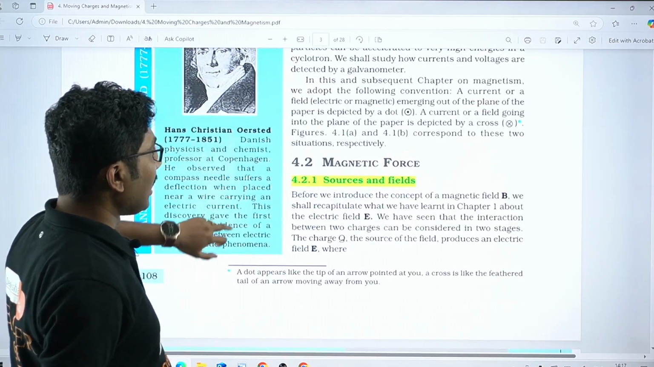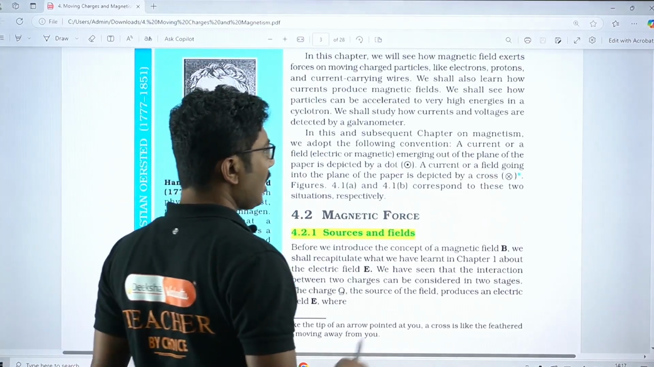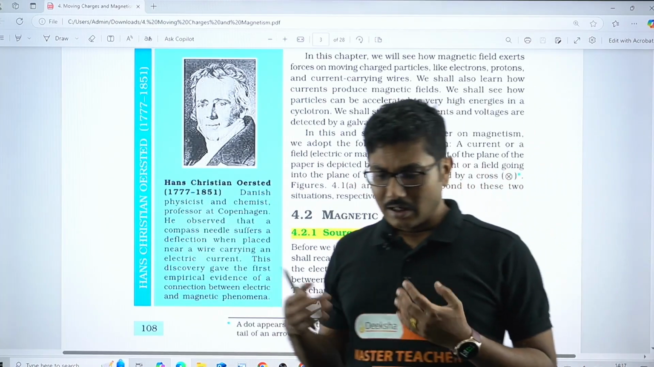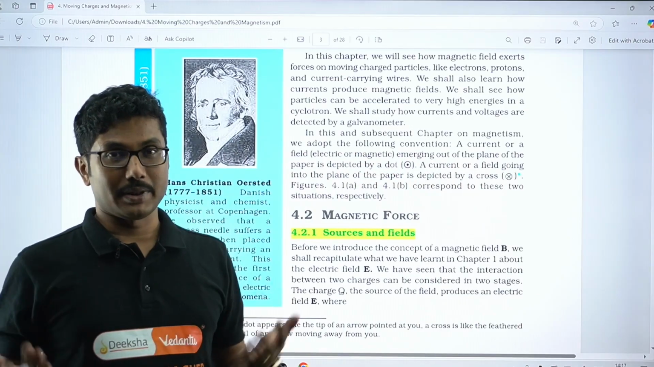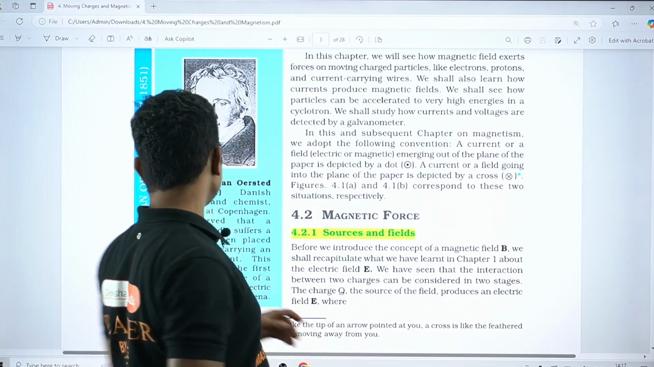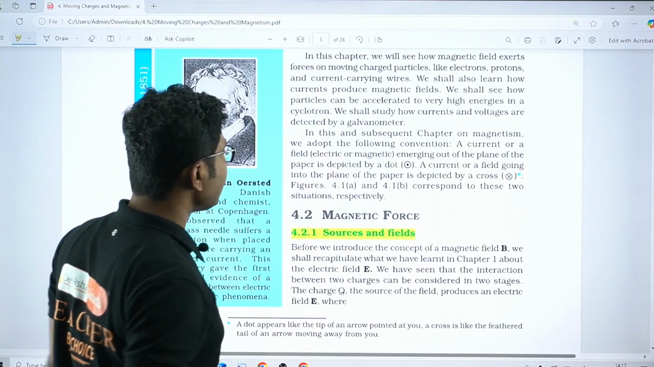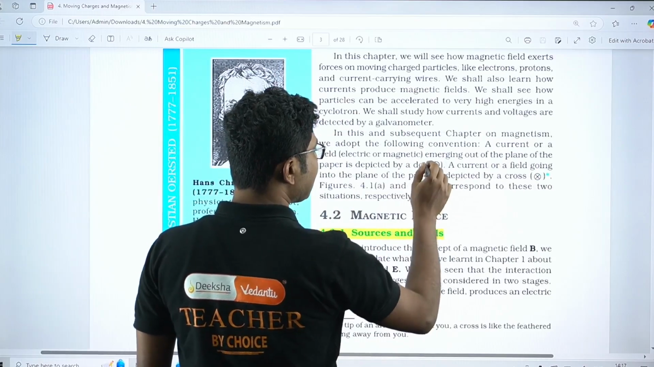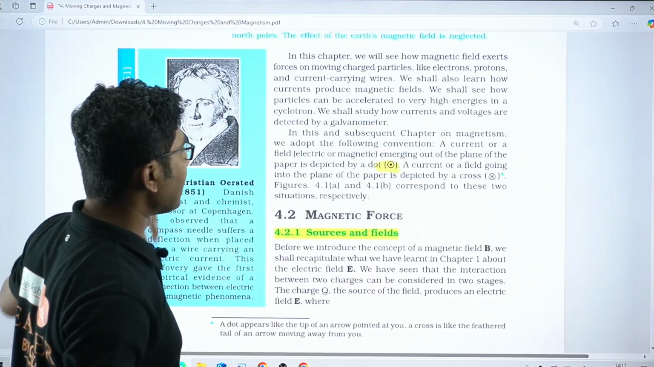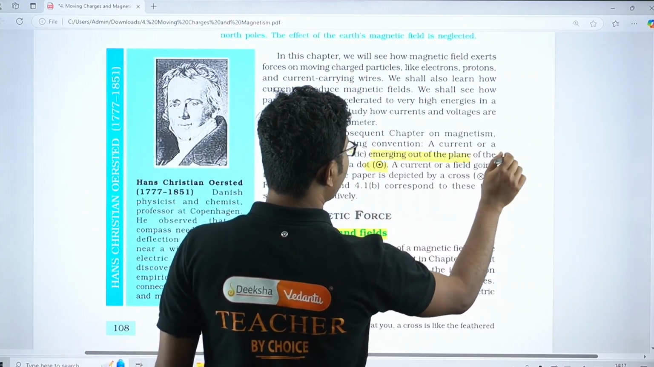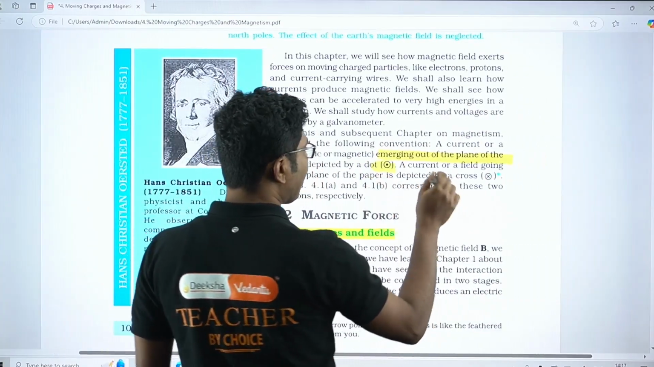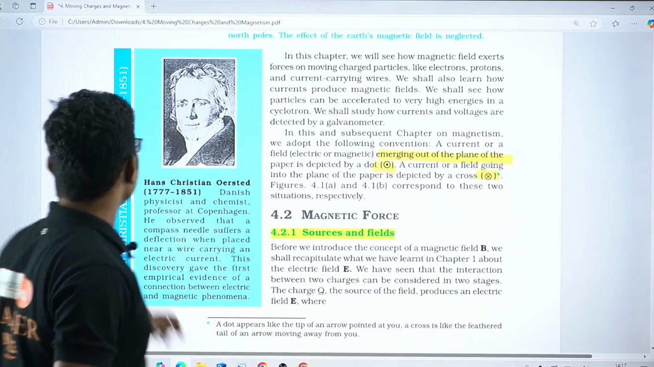One more important thing is that we are basically dealing with three-dimensional things, and while drawing them we are only using paper. So sometimes it's very difficult for us to draw objects. That's why there is a special symbol that we use, a dot. A dot is used for something emerging out of the paper, and anything going into the paper is denoted by a cross. So what is the meaning of that?